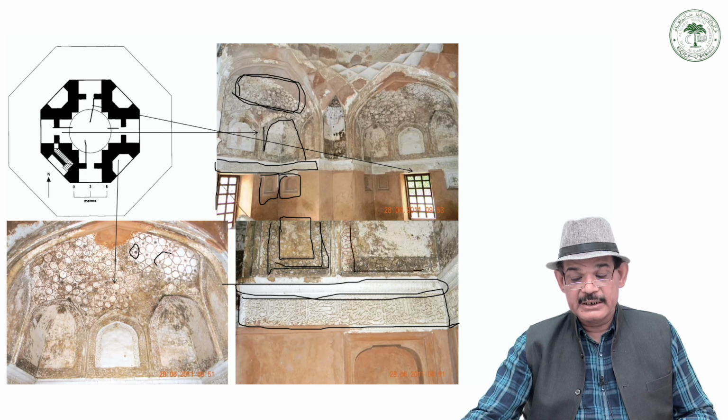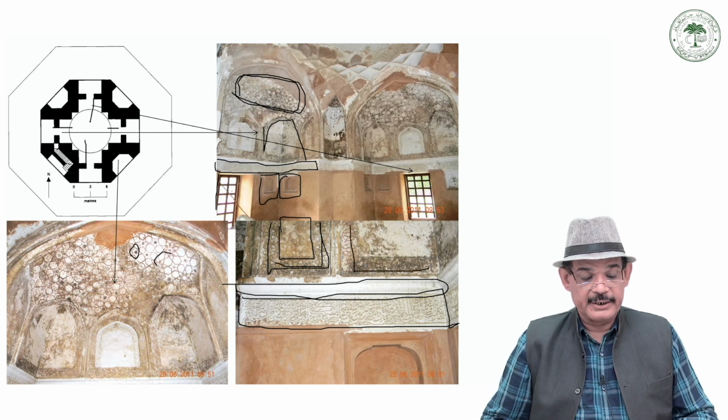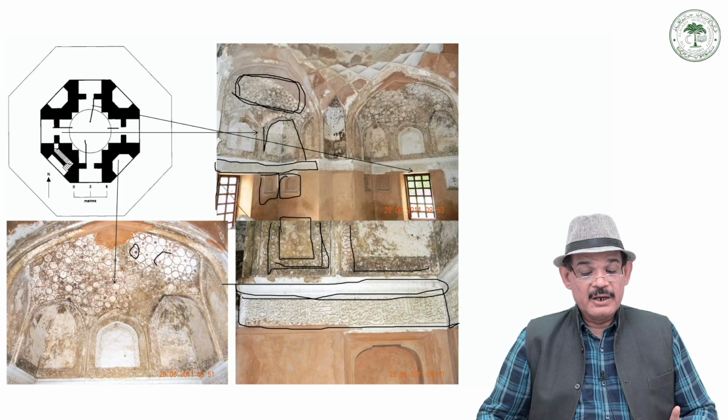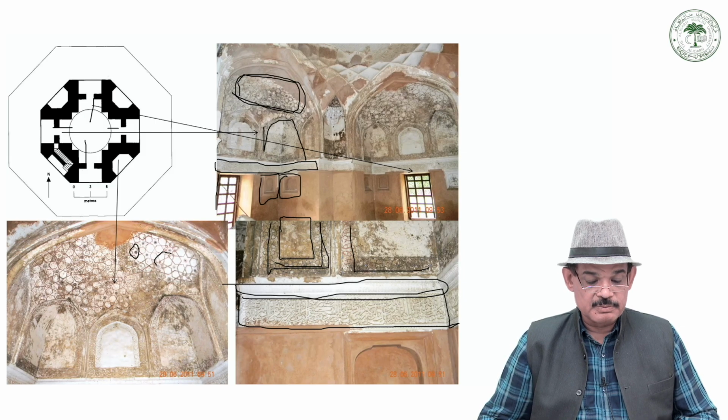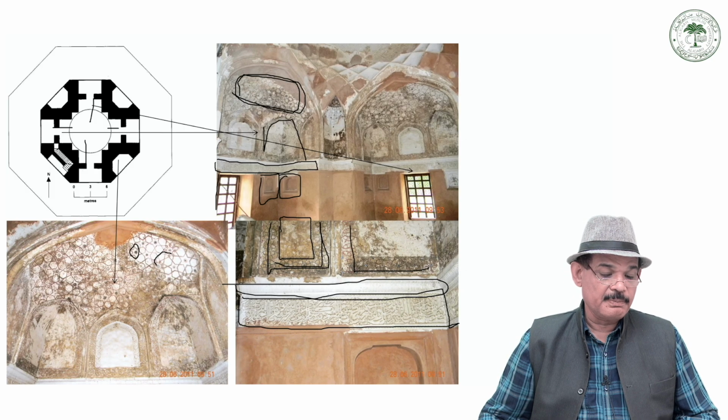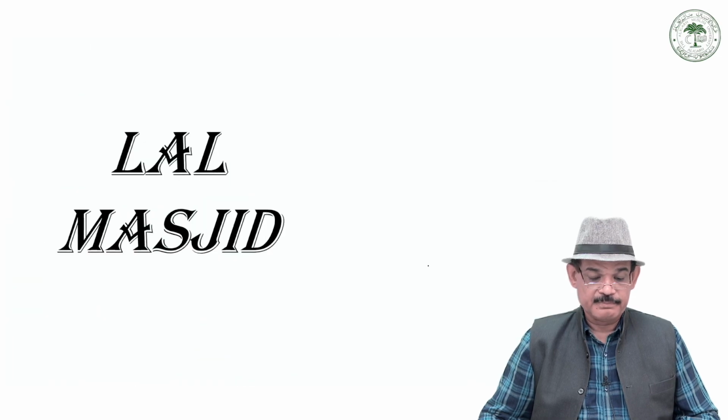The inner side is highly decorated, while the exterior of this structure remains unfinished. By architectural and decorative analysis, this structure was built during the period of Akbar, but it had modification and repair in the period of Jahangir.